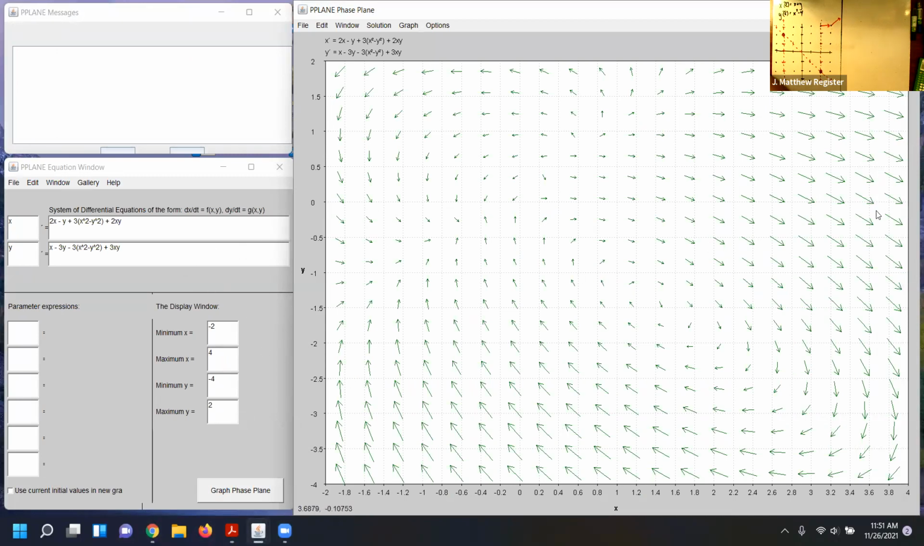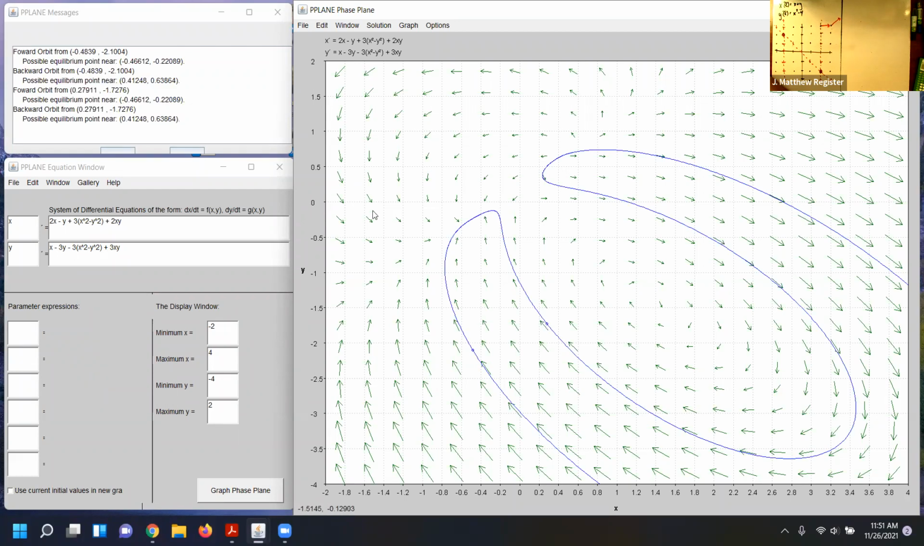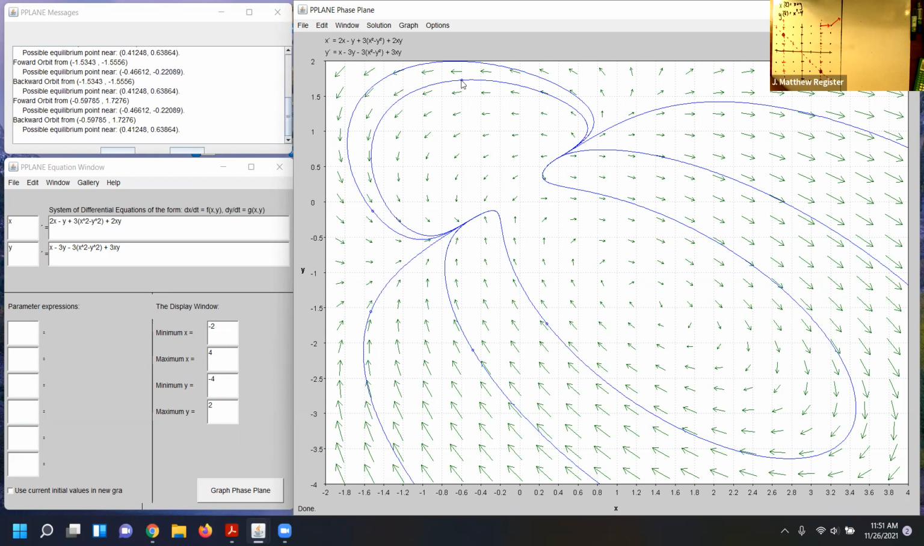But p-plane is a tool which will graph these types of differential flows. This one that we start with here is 2x minus y plus 3x squared minus y squared plus 2xy, and x minus 3y minus 3 times x squared minus y squared plus 3xy. That gives us an arrow system, a vector field, which looks like this. And we can then click on it, and it'll show us what the curves would look like. This is very similar to the D field program we were using before.